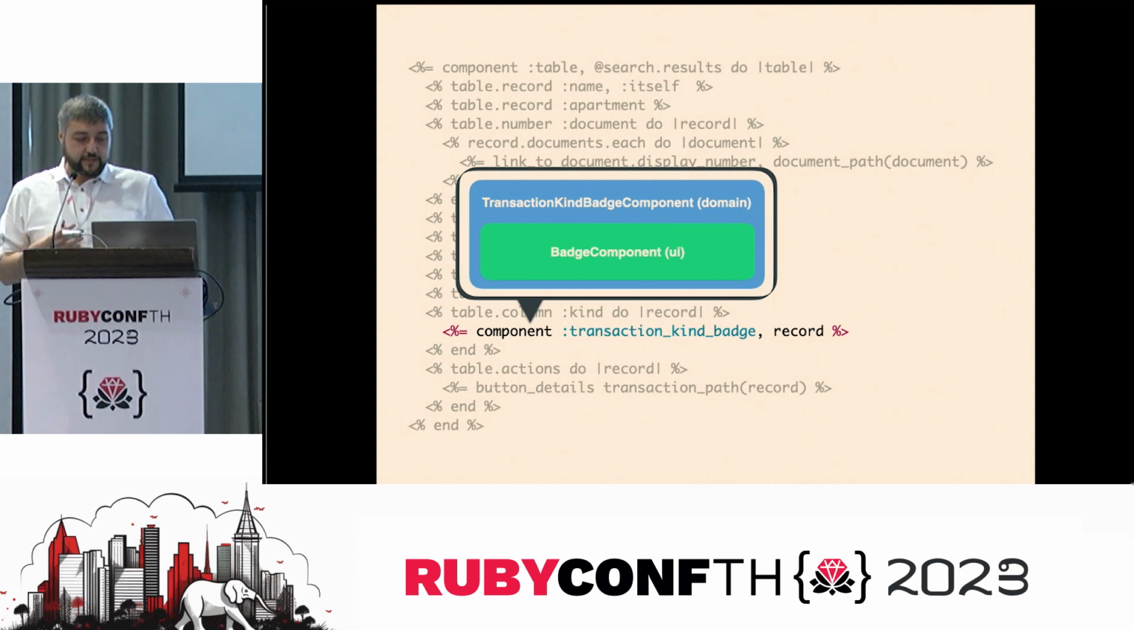Here, actually, there is an example of what I call the domain objects. I have transaction, for this is the table of the transactions, and the transaction kind batch uses internally the batch component, which is the UI, and the batch is just a rounded colored thing. The transaction can be income or expense, so it's red or green, and things like that.